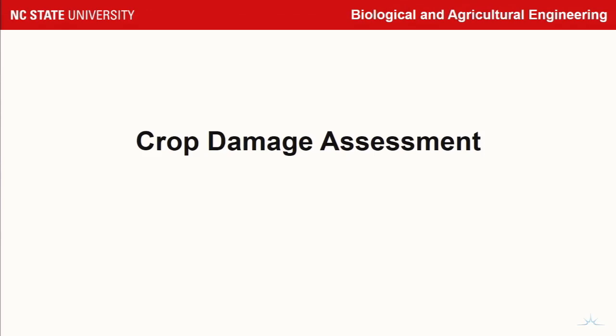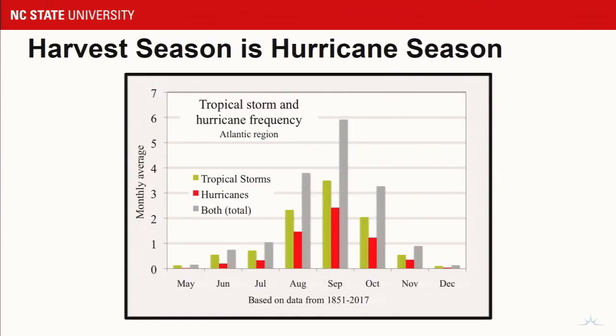late in the season, right? Especially on the coast, what we see is that harvest season is hurricane season. So we know that those crops, after all the work has already been done, all the seed, diesel fuel, labor, all those things have already been invested in that crop, during hurricane season and harvest season, they could lose a vast majority of the value of that crop. So we need to be able to detect that.